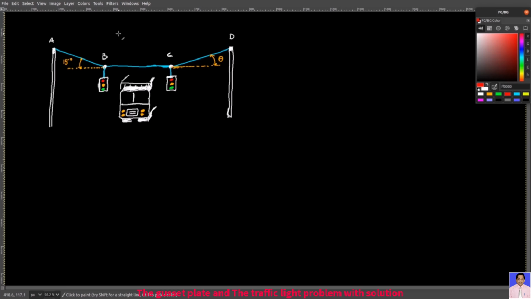So I have another traffic light exercise for you, but now you have two traffic lights. You have this one, its mass is 10 kilograms, and then you have this one, its mass is 15 kilograms. And so here you have 15 degrees, and here this theta angle is unknown. And now the question is, what is force FBA, FBC, FCD, and then this angle theta?